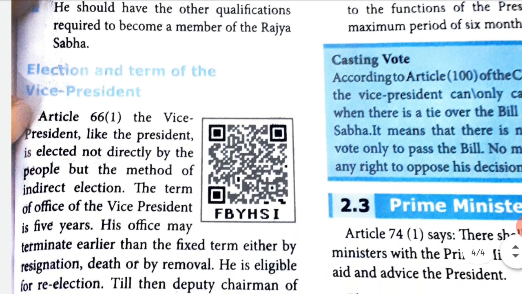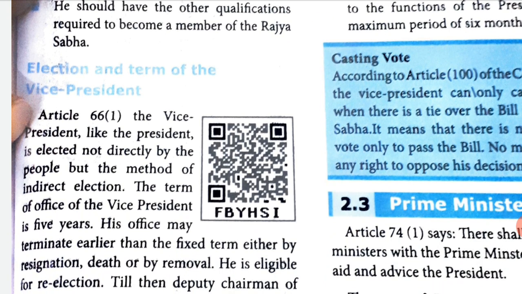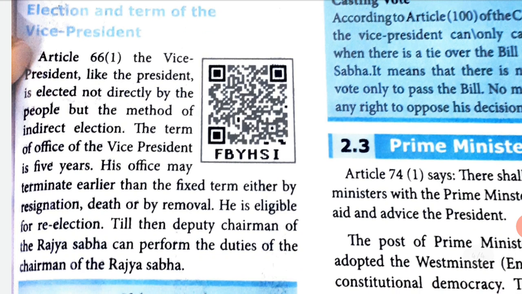Election and term of the Vice President. Article 66 Part 1: the Vice President, like the President, is not elected directly by the people. The method is indirect election. The term of office of the Vice President is 5 years. So how long can he be Vice President? For 5 years he can be.